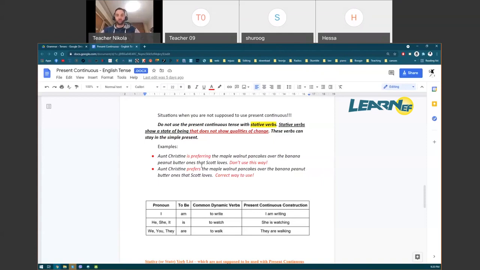Stative verbs. Why do we mention stative verbs over here? Because we're not supposed to use present continuous with stative verbs, right? Do not use present continuous tense with stative verbs. Stative verbs show a state of being, human being, one being, entity, right? That does not show qualities of change.